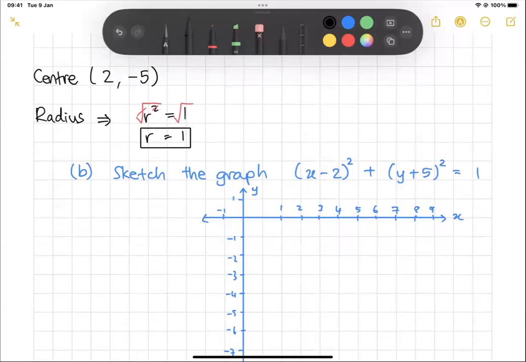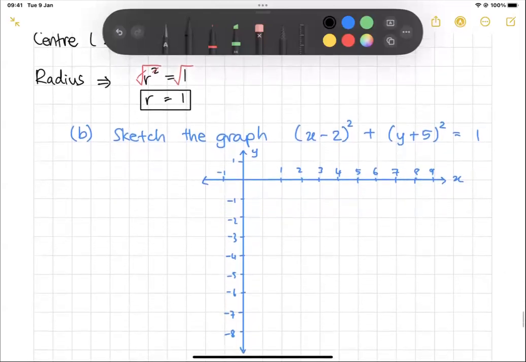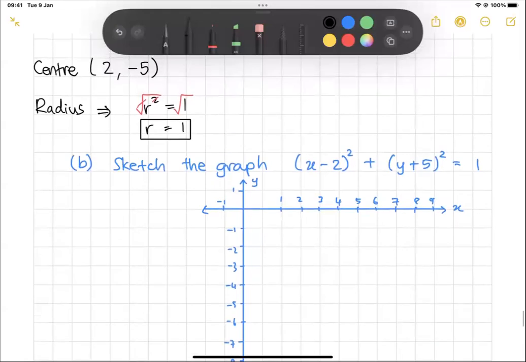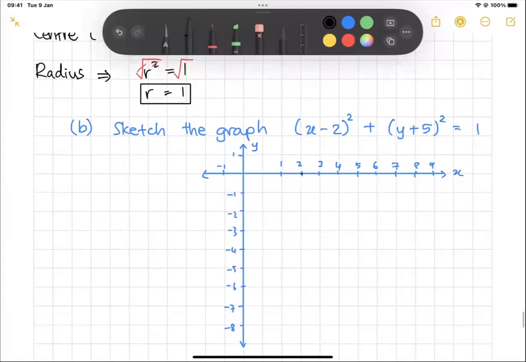So to do this, luckily in the last question, we had been asked to find the center and the radius. So the first thing I'm going to do is plot the center coordinate. My center coordinate is +2, so I'm going to look on the x-axis, +2, and I'm going to go down 5. So about here. That's my center. I'm just going to label it C as my center.